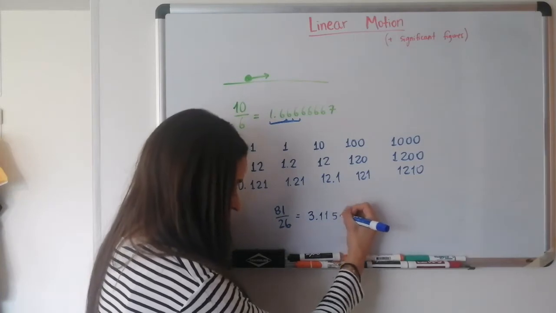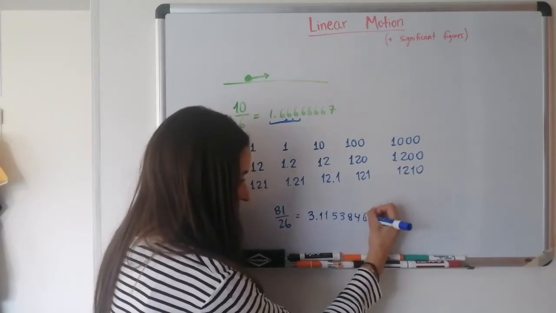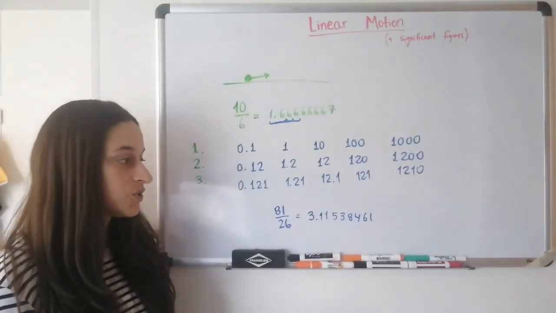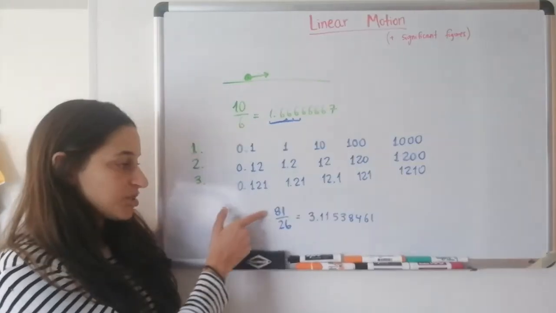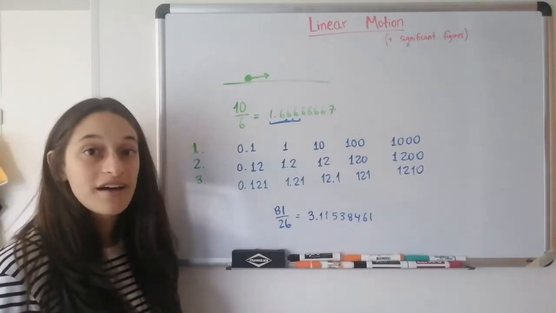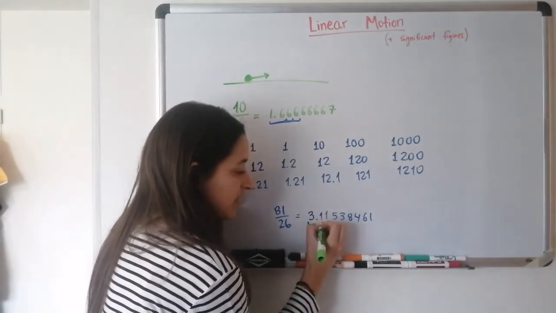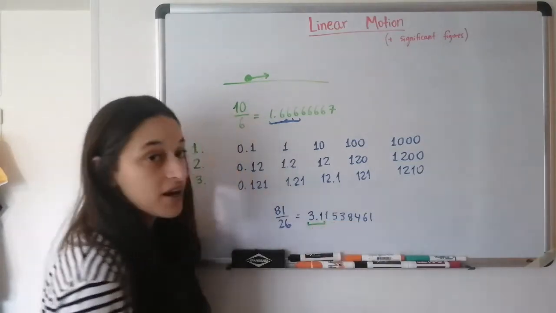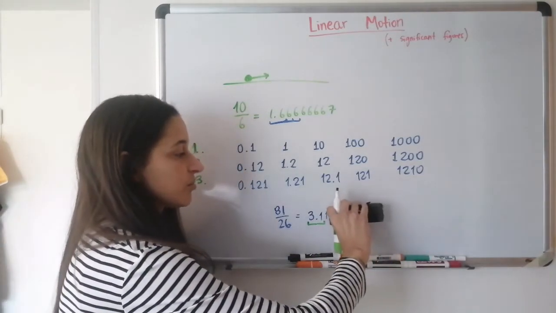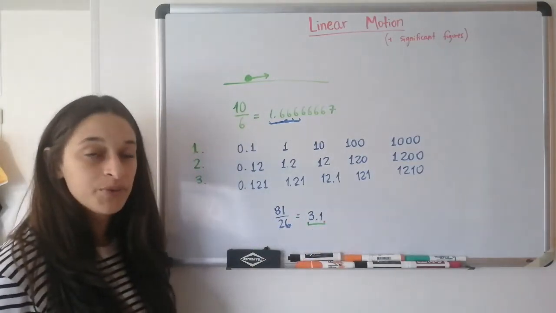And what many students will do is write that whole giant number. 3.11538461. But I don't care about all of these numbers, and neither should you. So what we want is, because the original numbers had two significant figures, our answer should also have two significant figures. So basically we care about this 3 and we care about this 1, but we don't care about anything other than that. So we erase every other number. And that's the answer that I want from you.